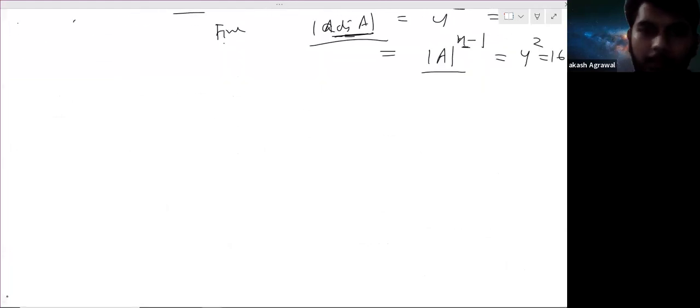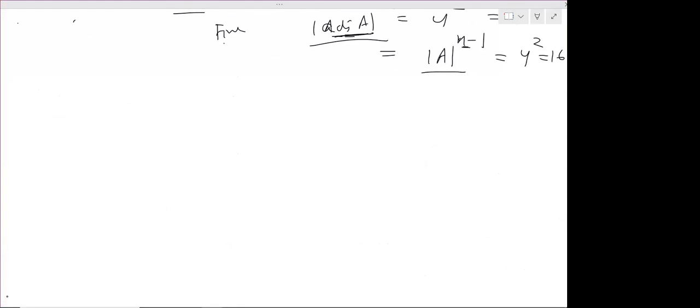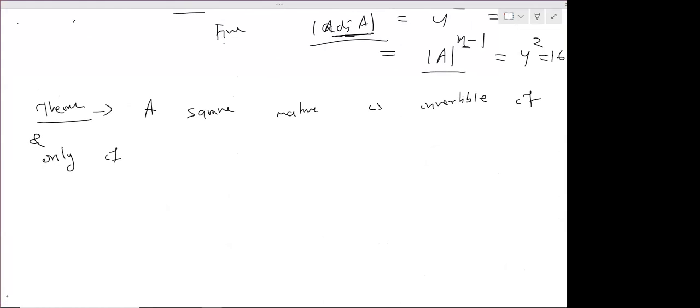Okay, next one. Abhi aakhri wala jo hai, bahut hi zaruri hai theorem. A square matrix is invertible if and only if A is non-singular matrix. Okay.